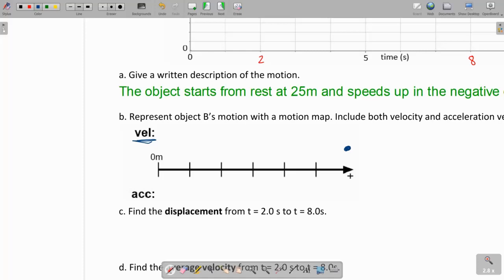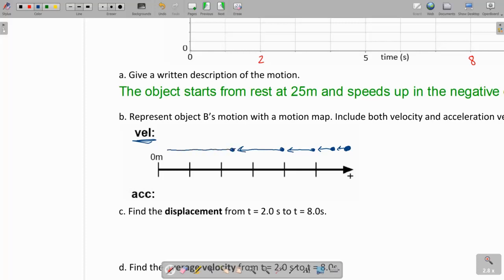So this object starts from rest and starts increasing its speed. So we should be showing that these dots are getting further and further apart, and that the arrows are getting larger and larger, indicating that the velocity is getting larger and larger.